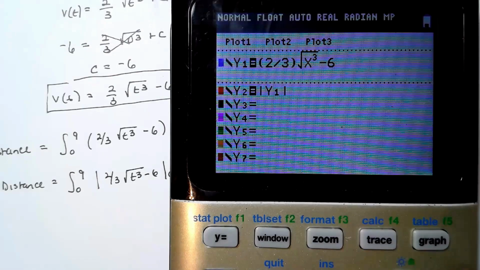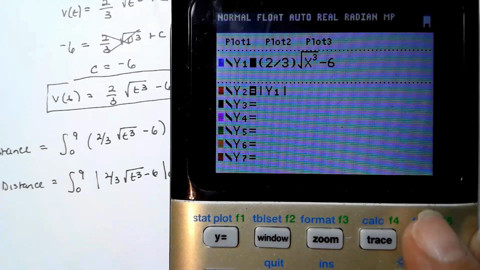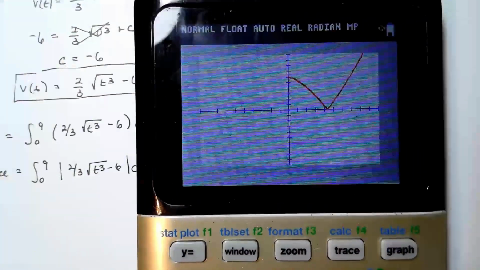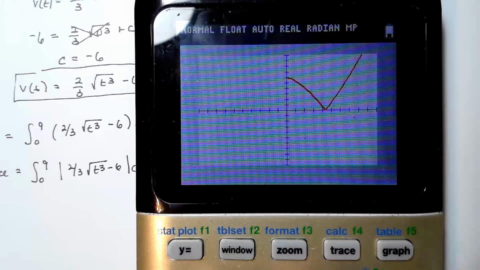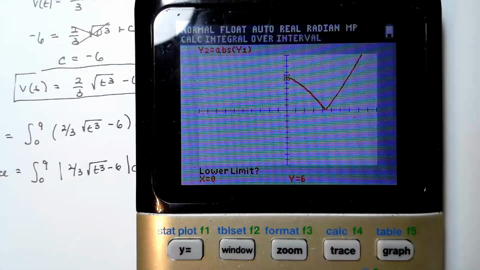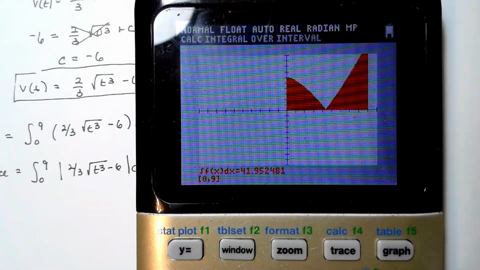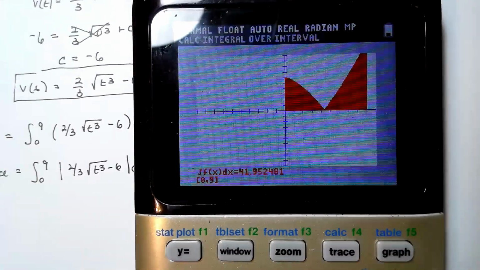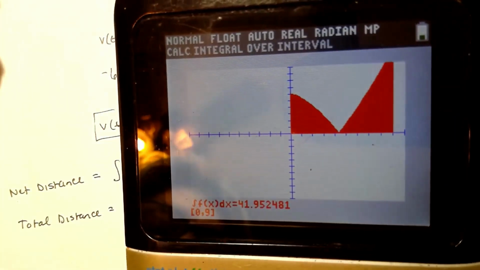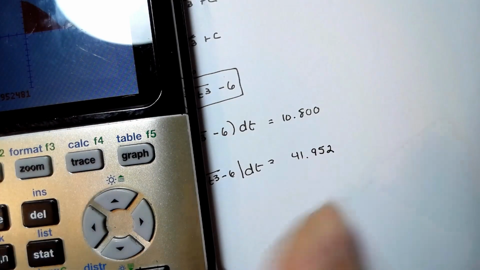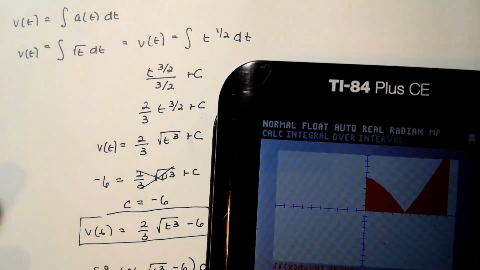I'm going to go up and shut that graph off so it doesn't get too busy. I'm going to hit the absolute value graph button. It's taking all that negative value and bringing it above. And now when I do second Calc 7 from 0 to 9, all of my area becomes positive. So we're going to be adding rather than subtracting, right? And as you notice, we're going to get that the total distance traveled is 41.952. And that's it.